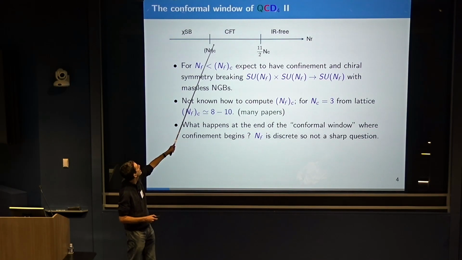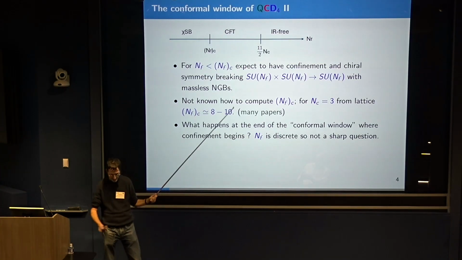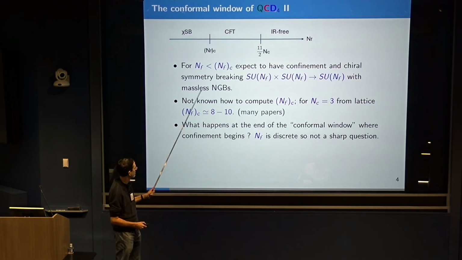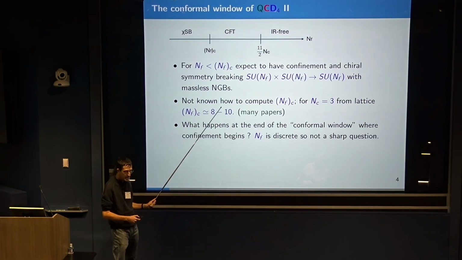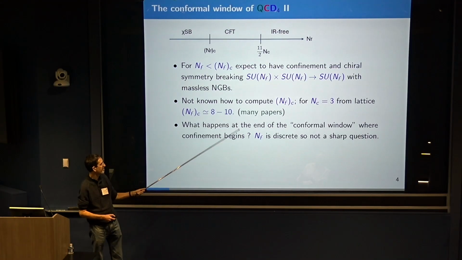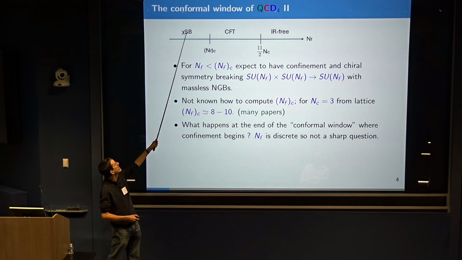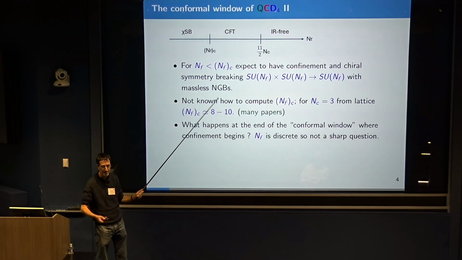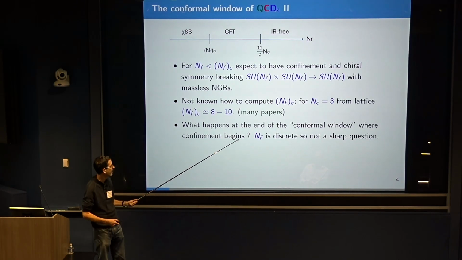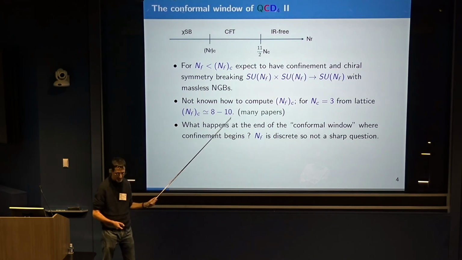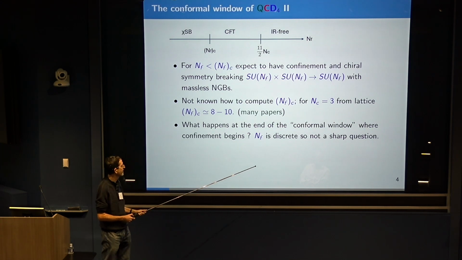So the main topic of this talk will be to ask what happens when we approach the end of this conformal window. How does it transition from a conformal theory to become a confining and chiral symmetry breaking theory? Now, of course, for SU(3), this is not a very sharp question because N_F is an integer, so we have one value of N_F where we flow to a CFT, then another value where we have confinement. It's a discrete parameter, so this is not a sharp question.